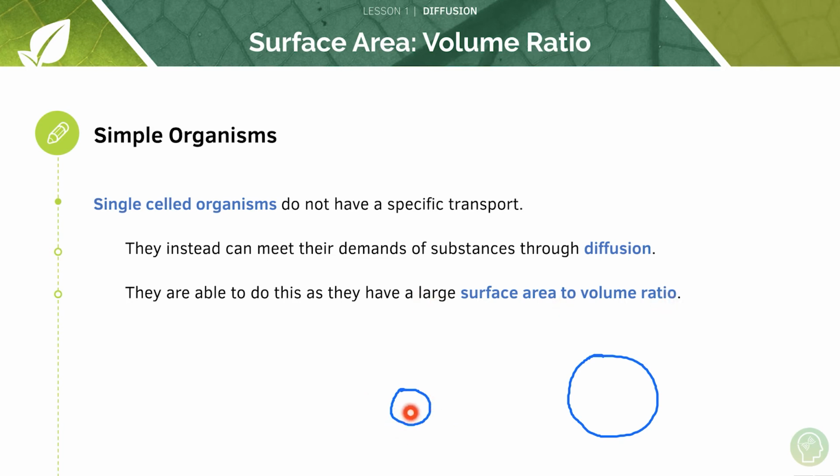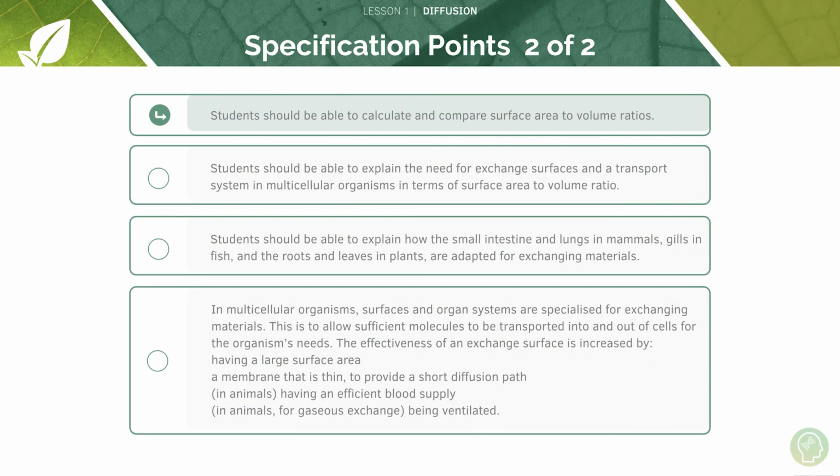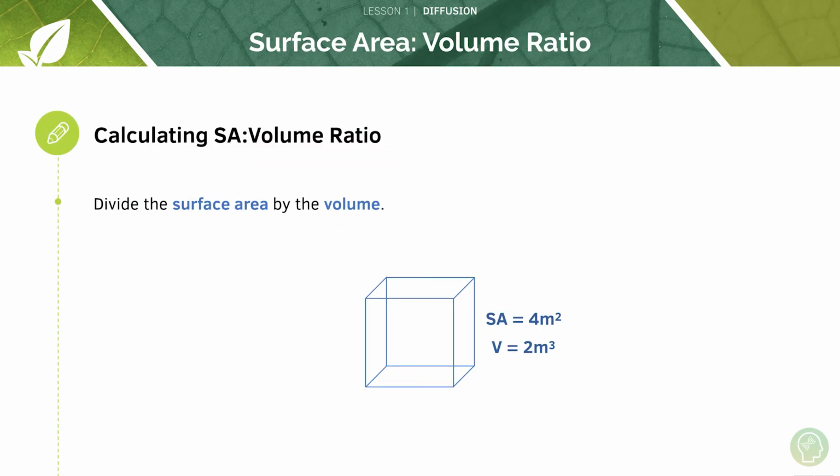Well, that's because the volume of this is smaller than the volume of this, okay? So the ratio is larger in this circle. That's a little bit complicated, so I'm going to go through to the next slide and talk you through it in more mathsy terms, which might make more sense. You might be asked to calculate the surface area to volume ratio.